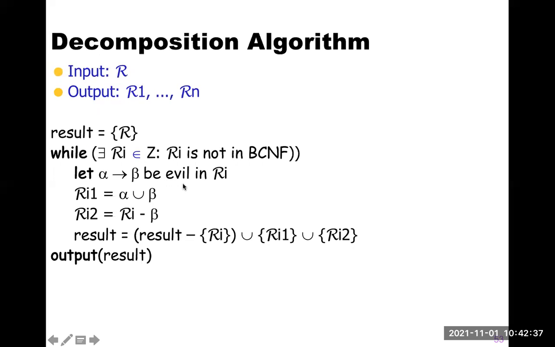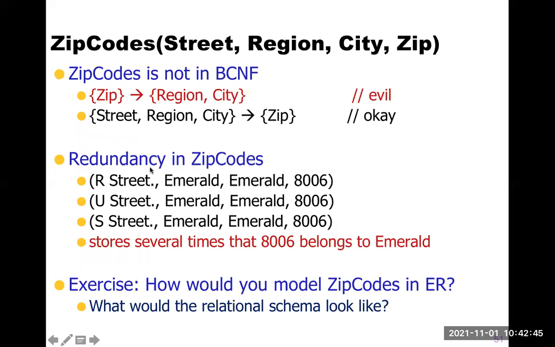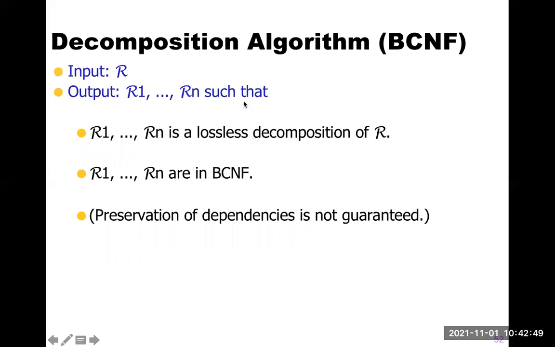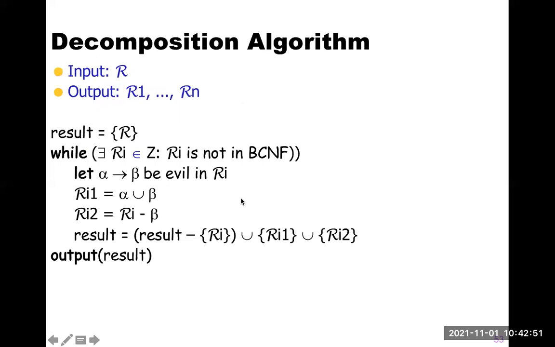So how to do it? We search for evil dependencies, alpha to beta. So we go to this and find a dependency from zip to region and city. That's evil. That's a condition violation.